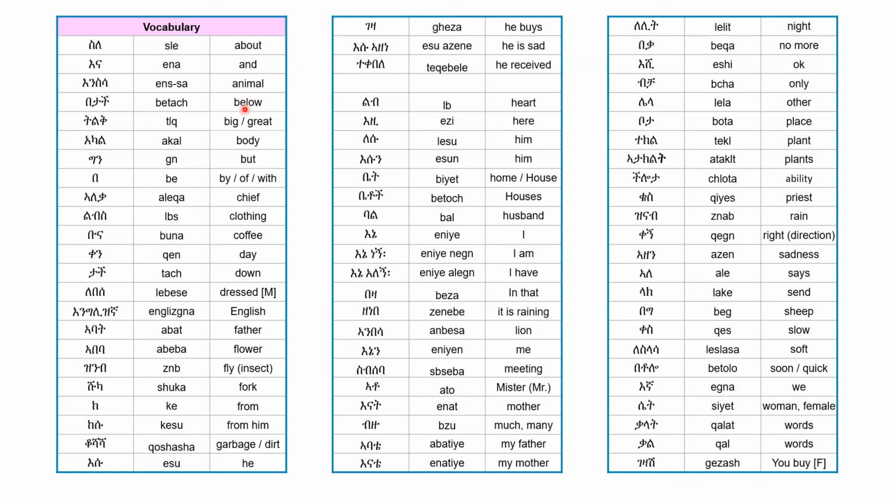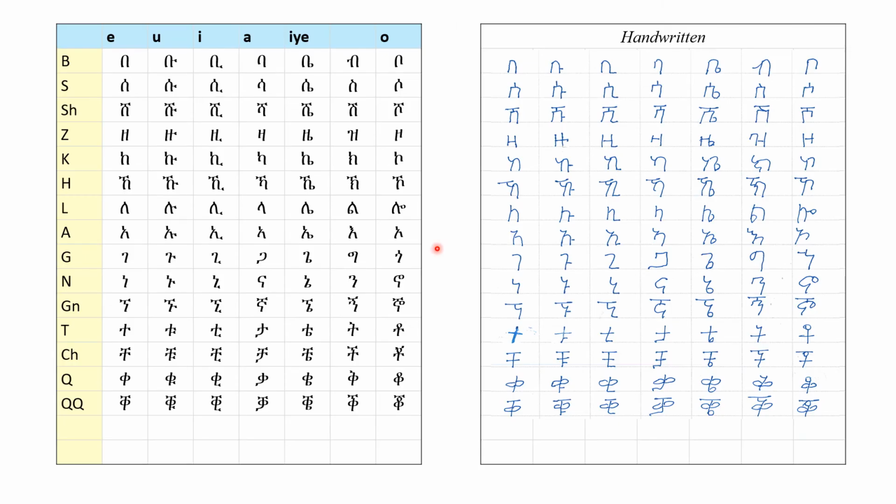Here is the vocabulary of the words with the letters which we can already read. Until this point, we have learned the letters be, se, she, ze, ke, he, le, a, ge, ne, nye, te, che, ke, re. And here are the handwritten letters. Let us read only the letters with one leg or one-leg letters.